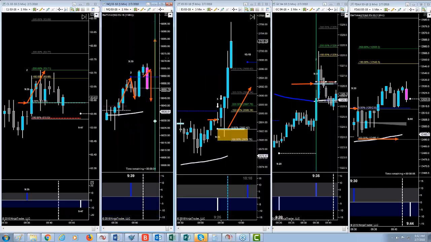Beautiful entry at 925. We had that perfectly positioned.